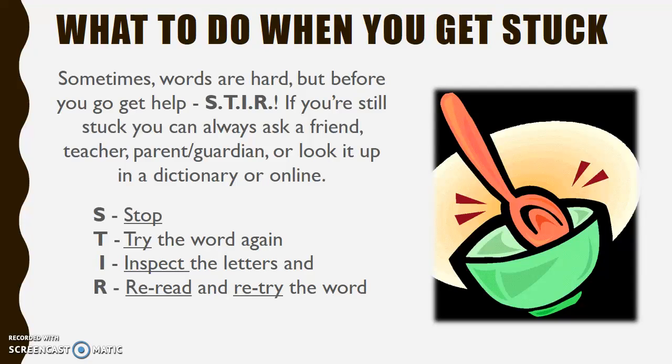But first we want you to try stirring, which is S means stop, T stands for try the word again, I means inspect the letters, and R is reread and retry the word to see if you really got that meaning.